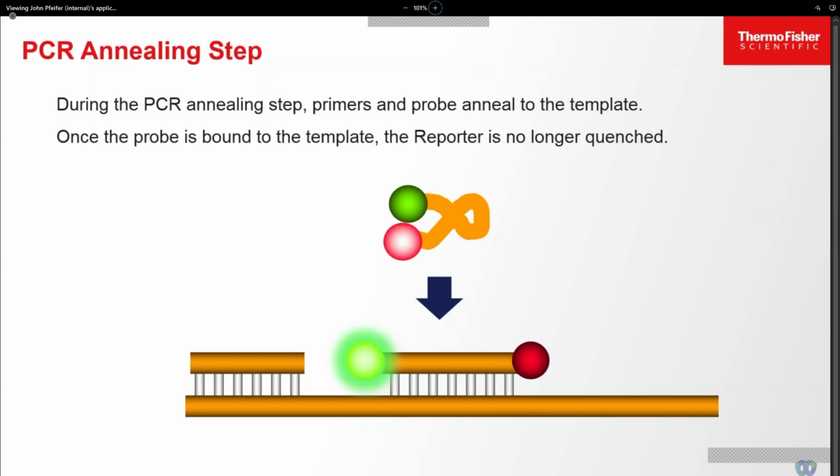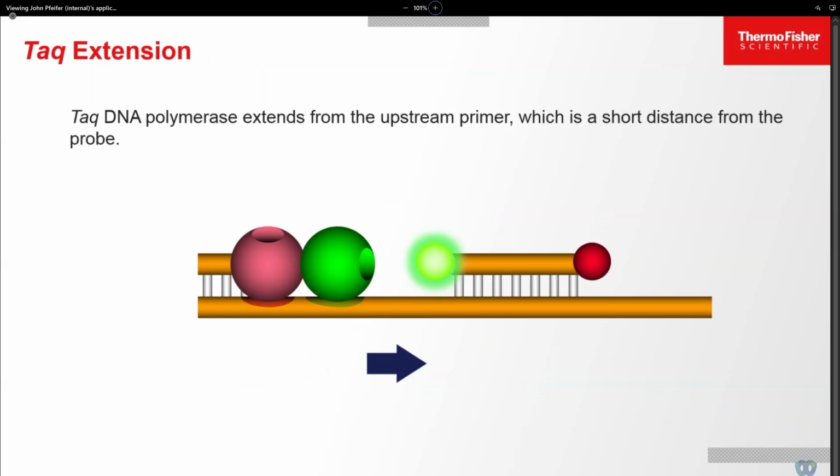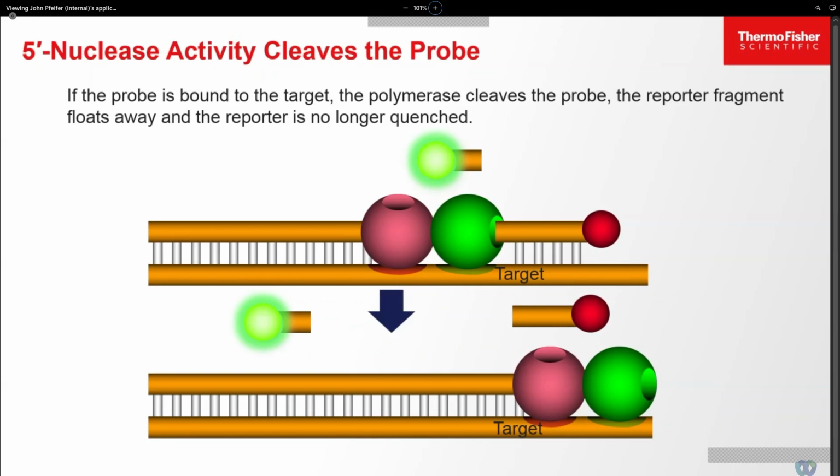Theoretically, I suppose, if you had a super fast, super sensitive camera, maybe you could pick up that initial moment when the probe becomes double-stranded. But, as I said, the camera would have to be amazingly fast because in the next, say, microsecond, Taq extends from the upstream primer and comes in contact with the 5' end of the probe. Then a key event occurs. If the probe is bound to the correct target sequence, Taq's 5' nuclease activity can cleave it.